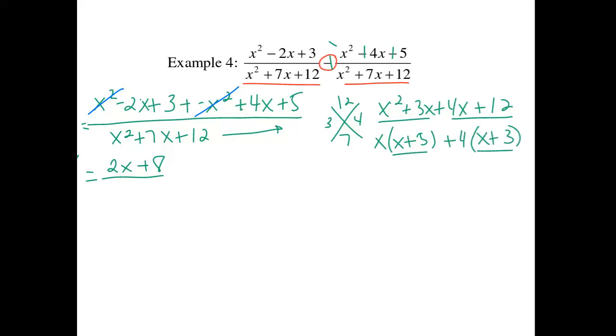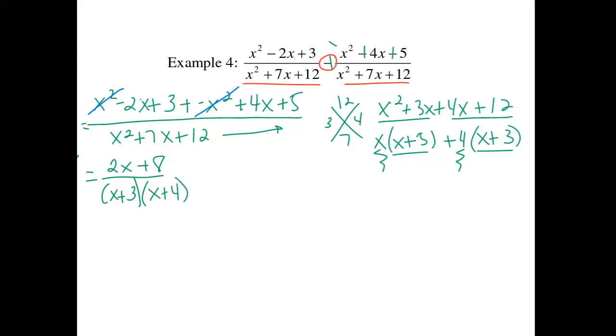And notice that these are both x plus 3s. So when I rewrite the denominator, x plus 3. And our GCFs from our grouping technique provide the other one, x plus 4.